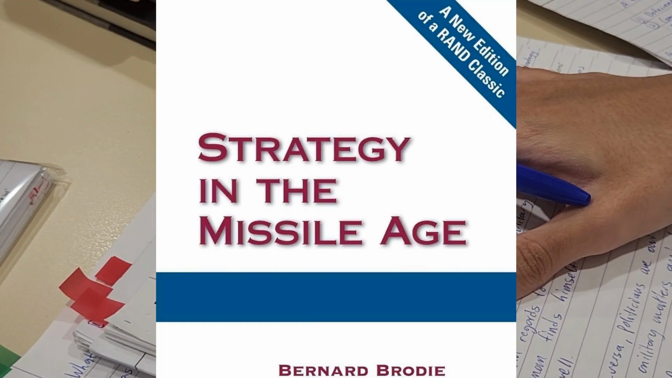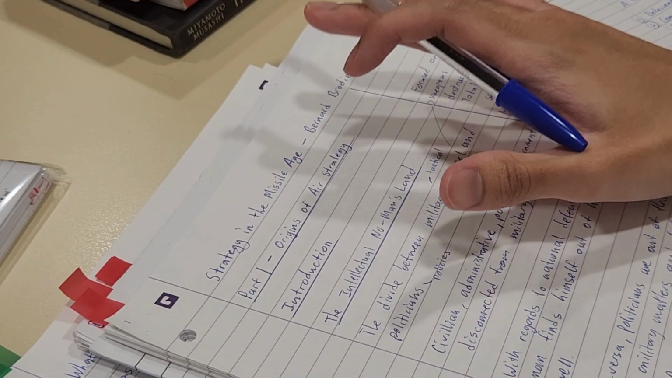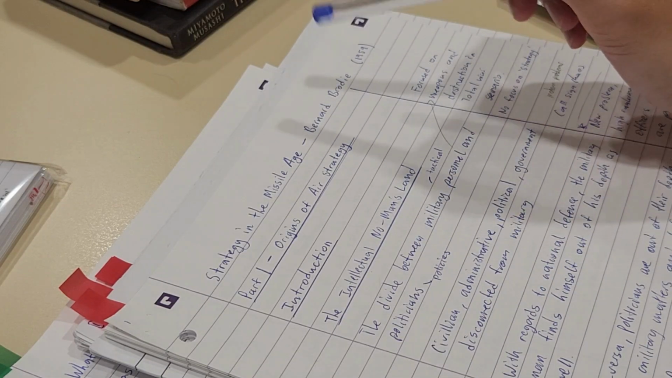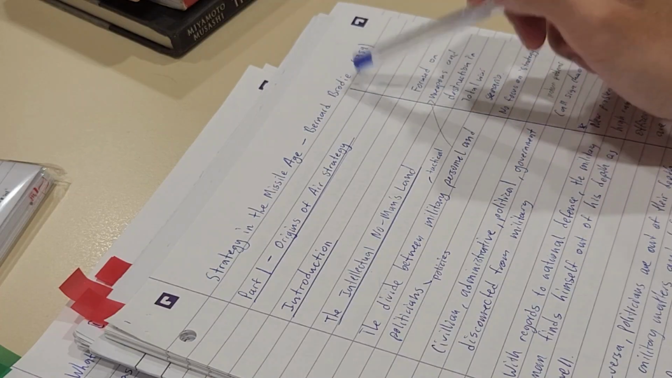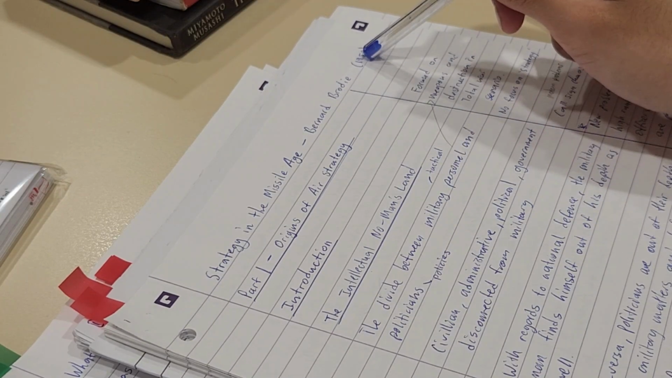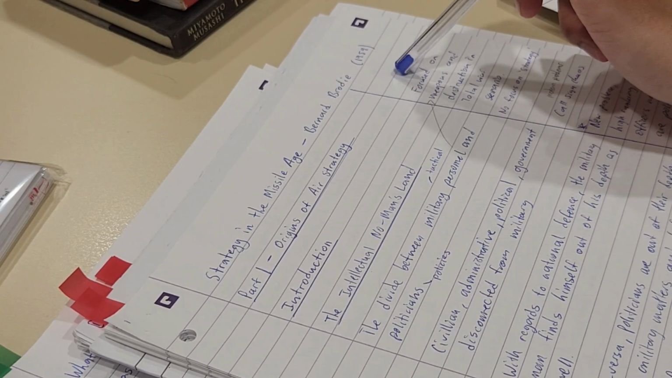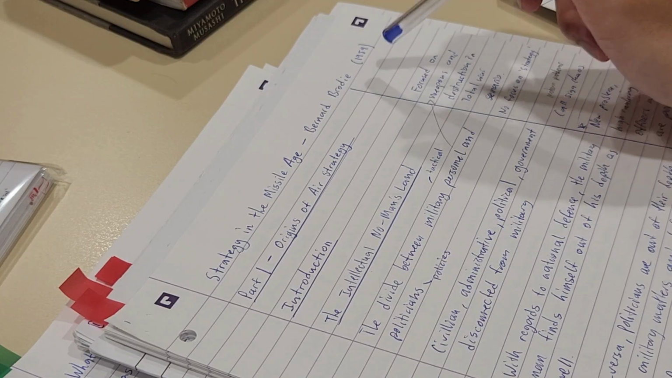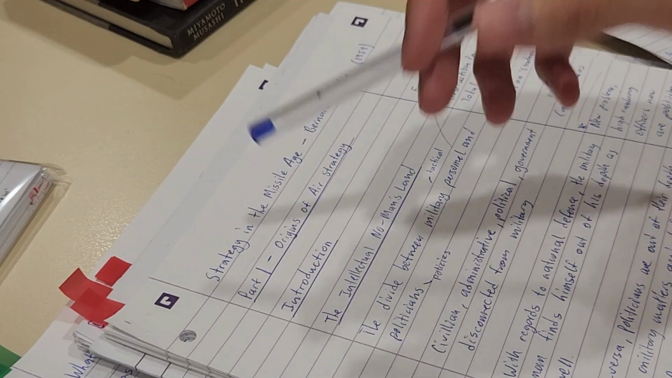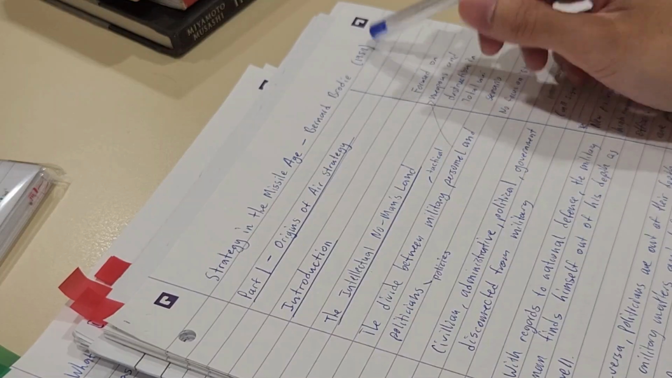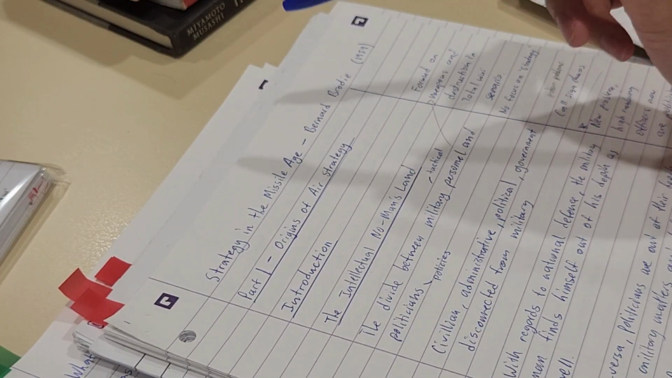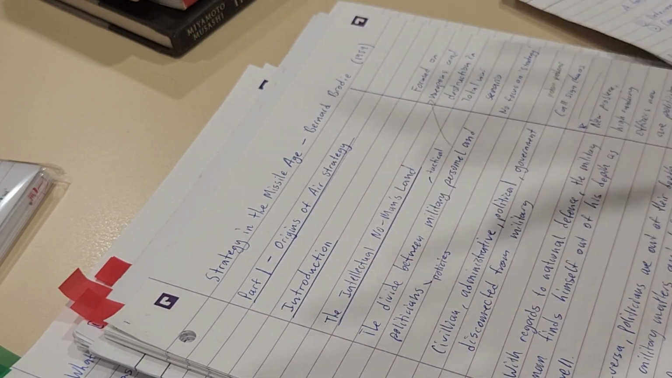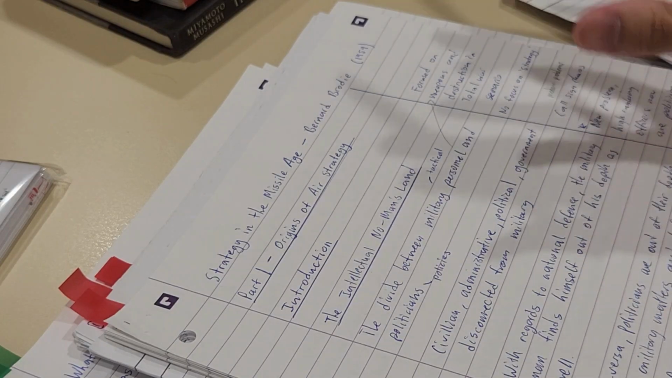This was the first book that I picked up for the beginning of the semester, written by Bernard Brodie, published in 1959. At least the version I read was from 1959. Oh no, I'm getting mixed up with another book he wrote. Yeah, 1959. You can get this book for free. It's on the RAND website. The whole PDF file is there for you to download.